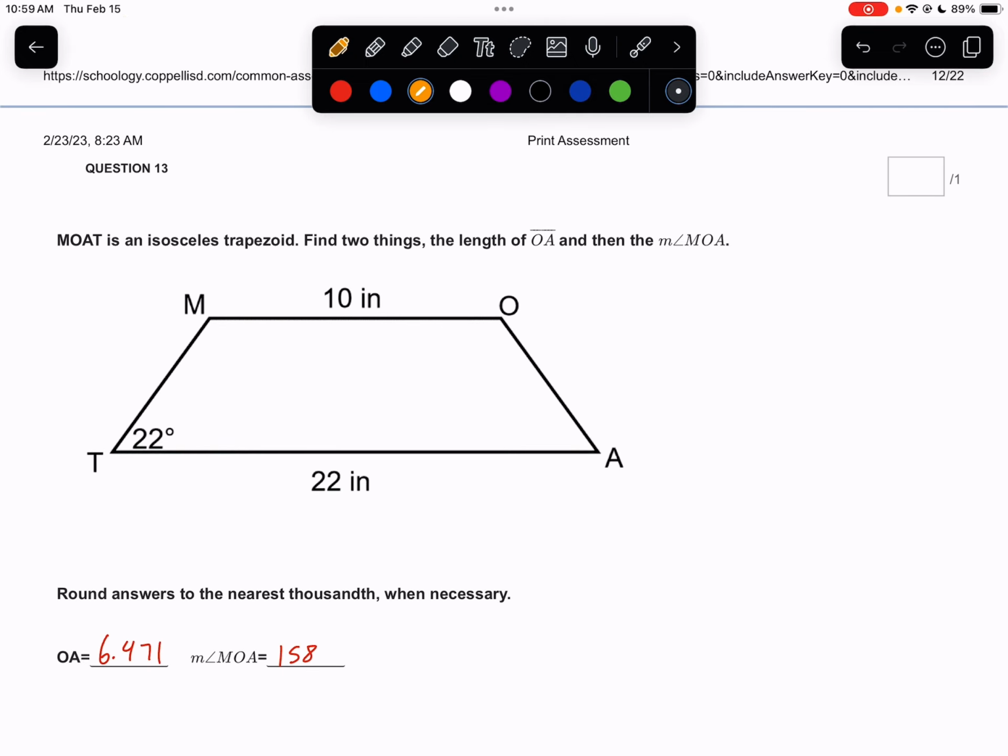MOAT is an isosceles trapezoid. So I'm going to drop it like it's height, drop it like it's height. Guys, when I see these trapezoids, I just instantly cut off the wings. Get those wings out of here. Find two things: the length of OA and the measure of angle MOA. Whoa, I get that angle real fast.